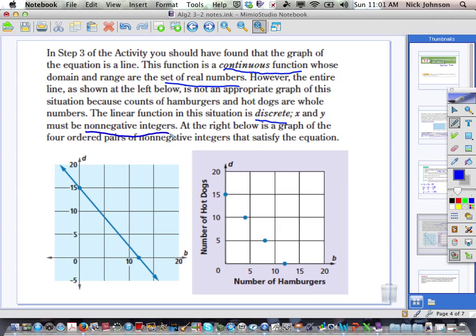X and Y must be non-negative integers. Okay? They must be non-negative integers. You can only buy 15, 0, or, sorry, I got those mixed up. 0, 15, or 4, 10. That means you have hamburgers to hot dogs. So 0 hamburgers, 15 hot dogs. 4 hamburgers, 10 hot dogs. 8, 5, and 12, 0 are the 4 possible outcomes that would make this situation true.